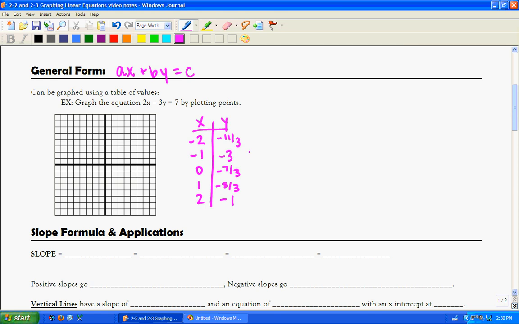Again, you can plot all 5 of these points. We just want to plot the easy ones. So -1, -3, and 2, -1. And draw your straight line through there with arrows on the ends. That would be fine.